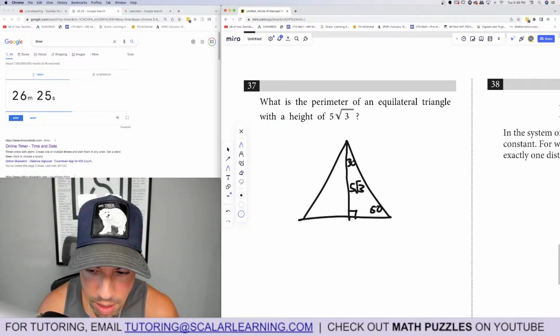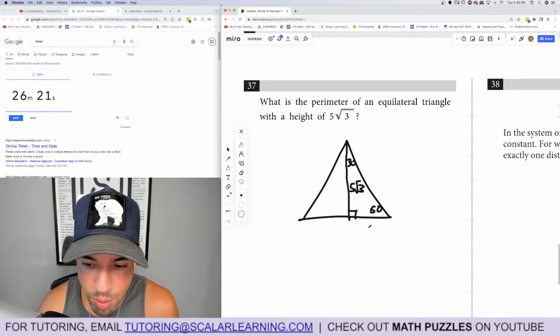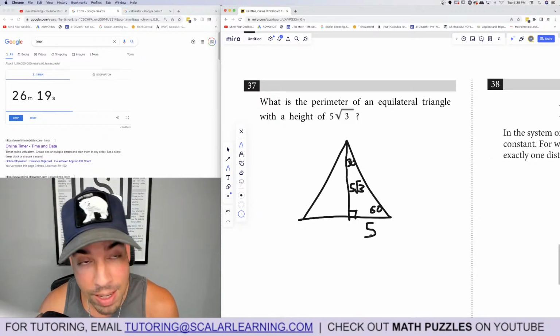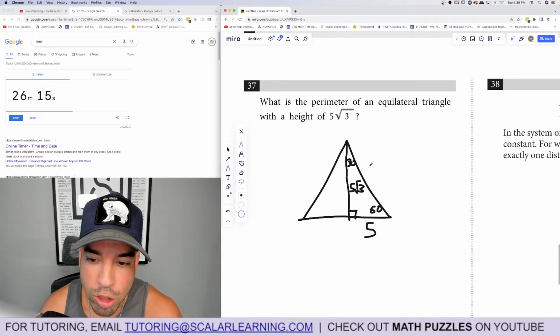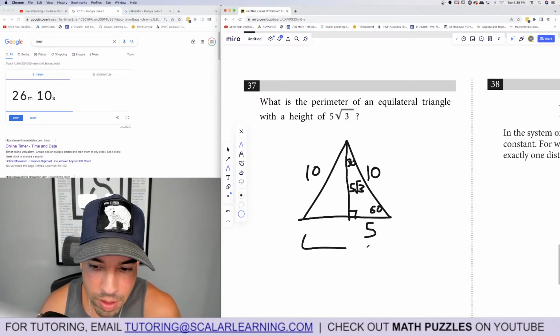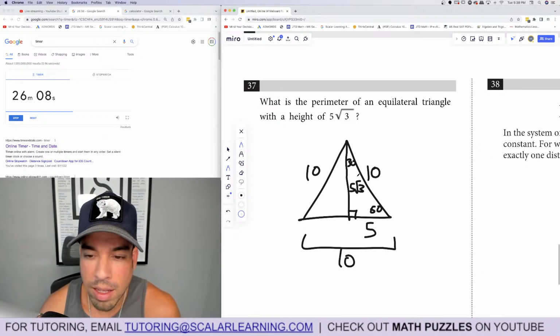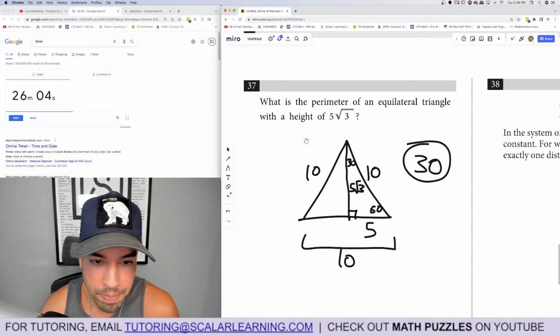So opposite 60 is 5 rad 3. That's the long leg, which means you divide by rad 3 to get the little leg, which makes it 5. Again, this is on the reference sheet at the front of the math section if you forget this, which means the hypotenuse is 10. So the side lengths of each of these sides are 10, and they want the perimeter, so it's 10 plus 10 plus 10, which is 30.